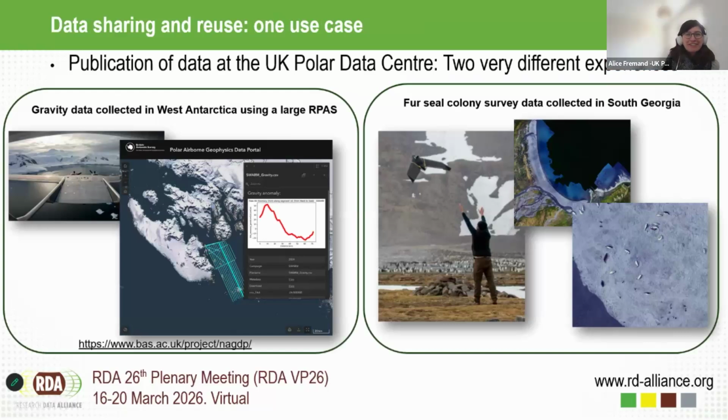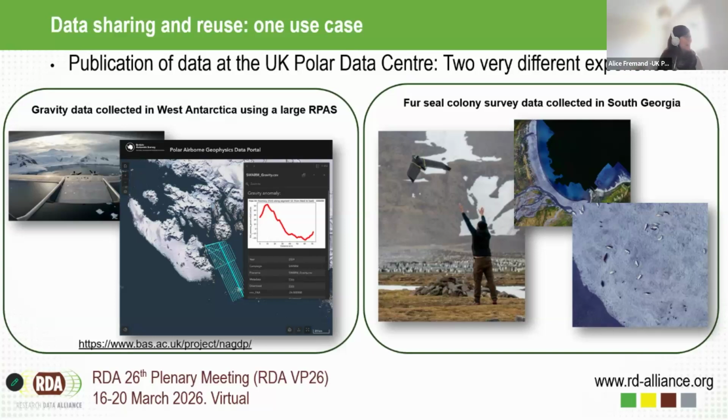Now we arrive at the final use case, and this is a use case from the UK Polar Data Centre. At the UK Polar Data Centre, we publish a lot of datasets from many disciplines, but the data have been collected in polar regions. Here we have two very different experiences in publishing data derived from drones. The first example is gravity data that have been collected in Western Antarctica using a fixed-wing drone.